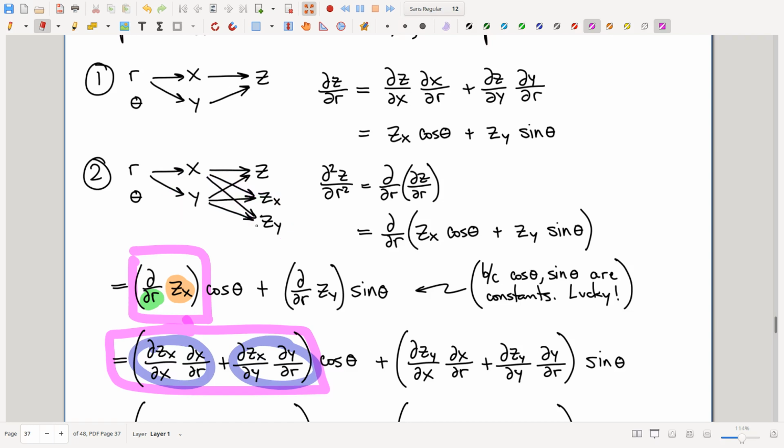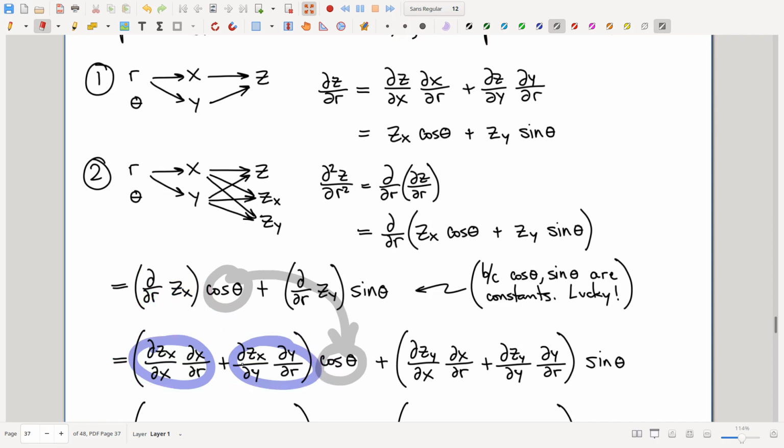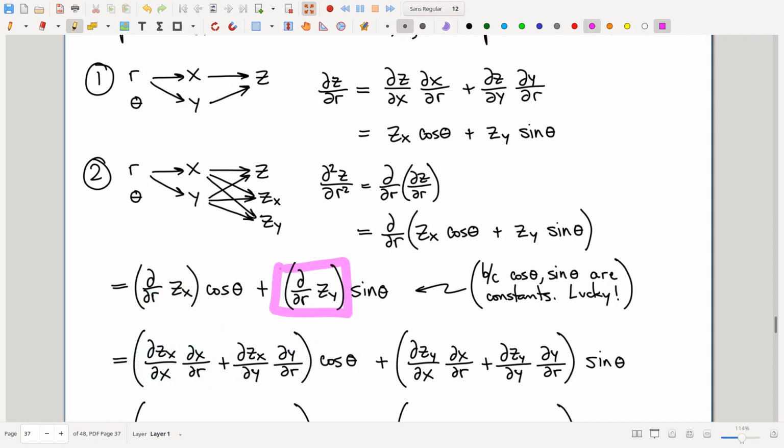Okay. Yeah, cool. Now, good news. Cosine theta comes along for the ride. Nothing happened there. It's still there. And now we can make an analogous argument for the partial of zy with respect to r. Again, let's label what's where. There's zy. Taking the partial with respect to r, which is there.